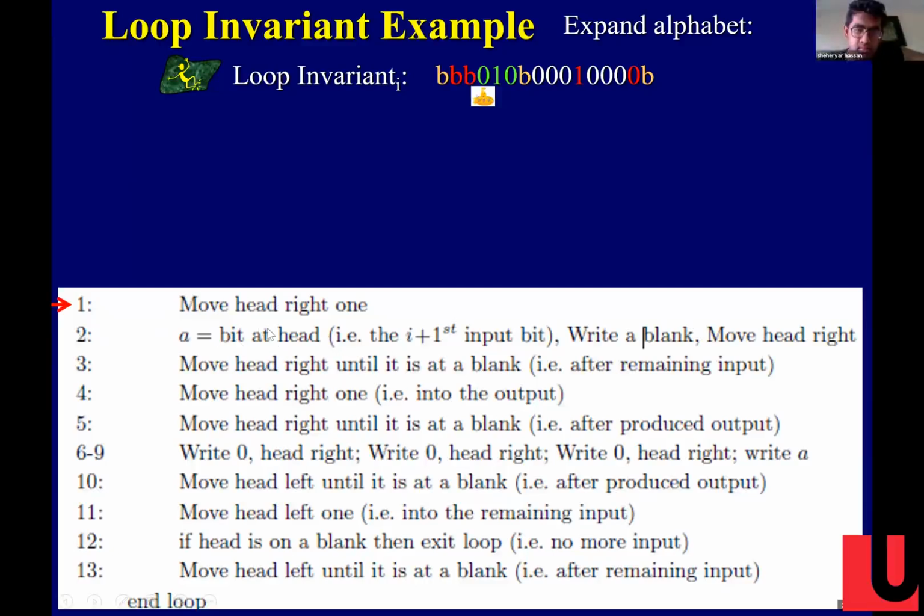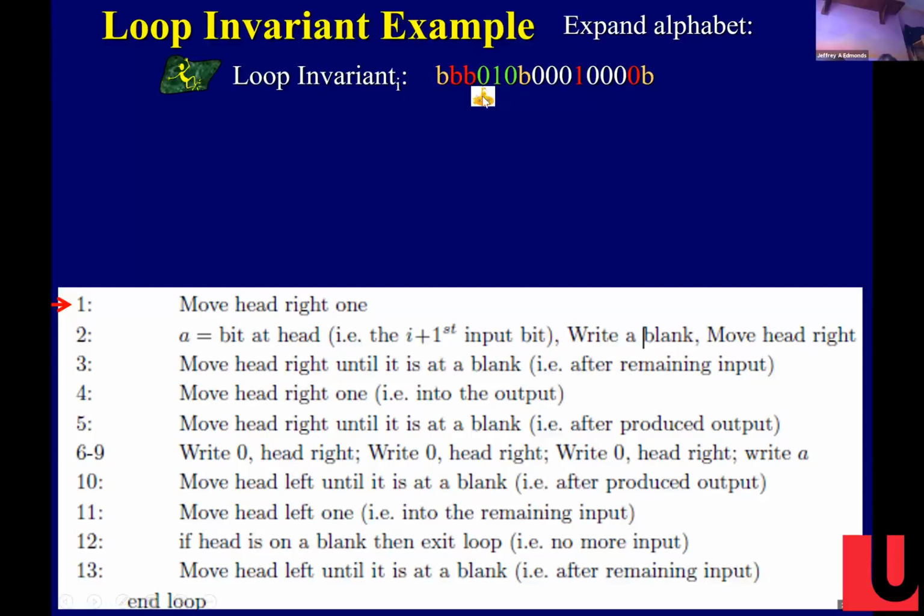What does line 2 do? It says take the value of the head and store it in A. I just gave you a little hint here: what character? That's the i plus 1 character. In fact, i is how many characters we've handled so far, and now we need to handle the i plus first character, and so that's the 0. We're handling it, we're storing it in A. And then we write a blank on top of the head, on top of the 0, on top of the value that we need to be handling. Our goal is to handle that 0, that i plus first character. How do we handle it? We read it and we blank it out.